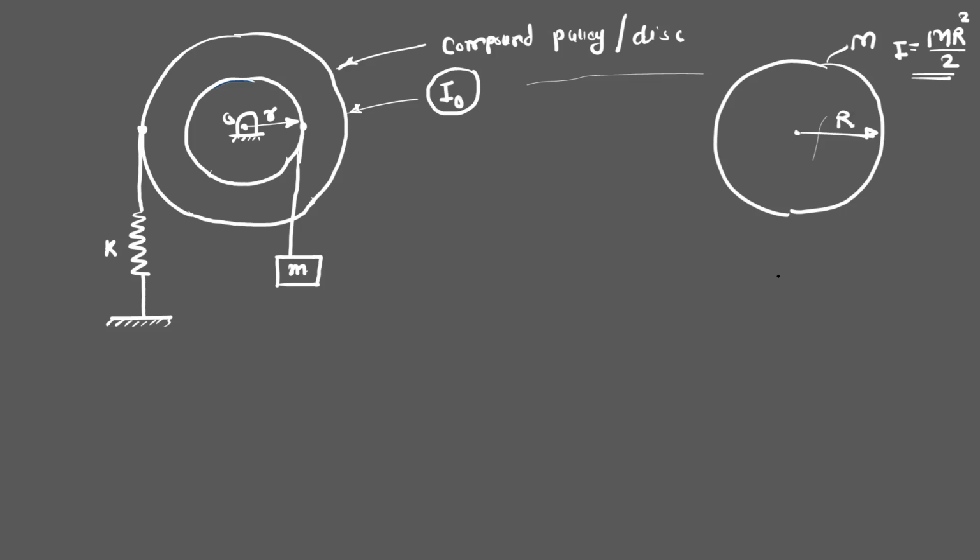So basically this can be a pulley like this, or it can be a wheel. For such a system we have the standard formula. Now for this system we have to find the natural frequency. So we use the energy method.